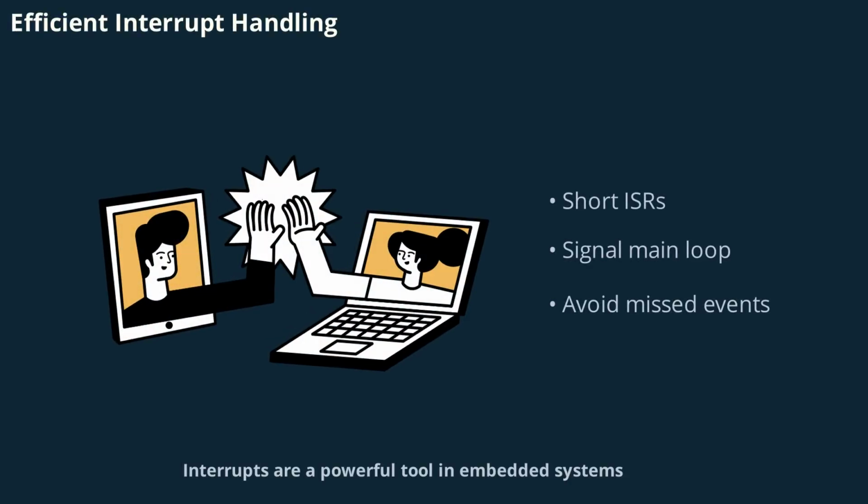Interrupts are a powerful tool in embedded systems, but they must be used carefully. Keep your ISRs as short as possible and avoid blocking operations. Use them to signal the main application or move data into buffers, then let the main loop handle the heavy lifting. This keeps your system responsive and avoids missed events.